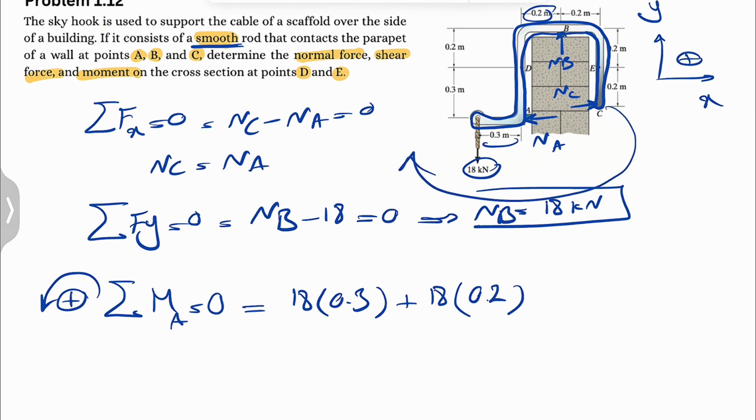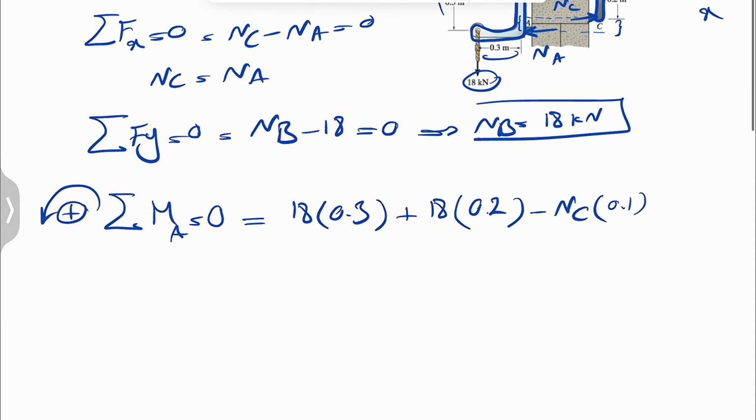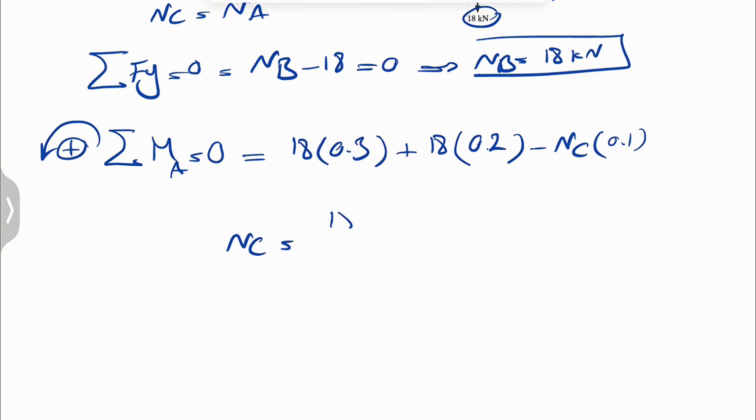be the moment of NC. We can see this one is clockwise, so negative NC, and the distance that we are looking for is the distance from the line of action to A, so it's that little distance that we have. If we want to find that, basically we are looking for this little distance, where this is 0.5 and this is 0.4. That little distance is 0.1. Alright, so our NC would be basically 18 times 0.5 over 0.1. We can cancel these. So basically we have 18 times 5, which is 90 kilonewtons.